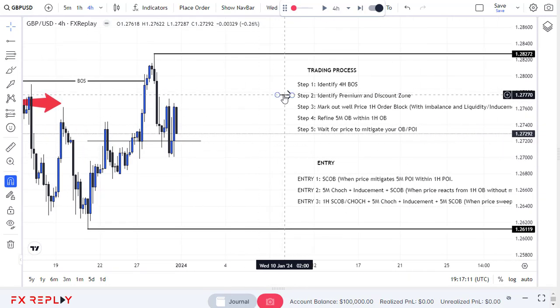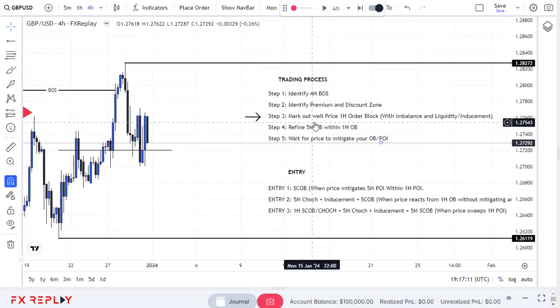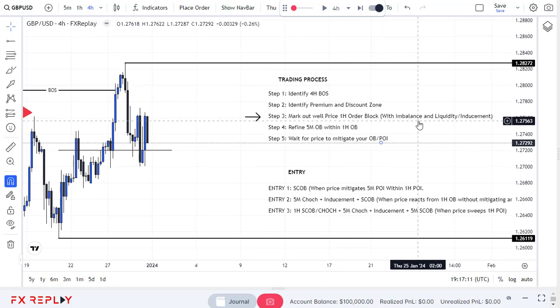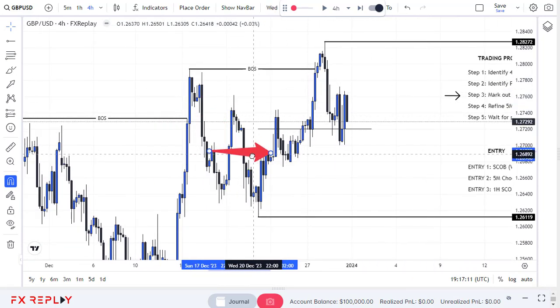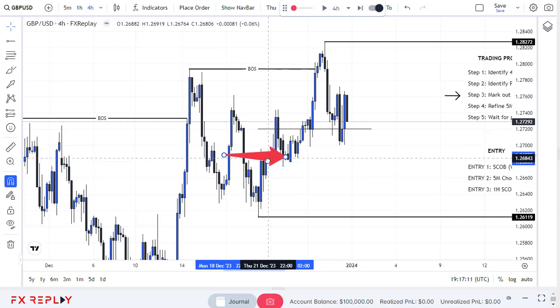The next step here says step 3, mark out well-priced 1-hour order block with imbalance and liquidity or inducement. So when we say well-priced, what it means is, because I want to buy, whatever order block I'm marking should be in the discount zone.